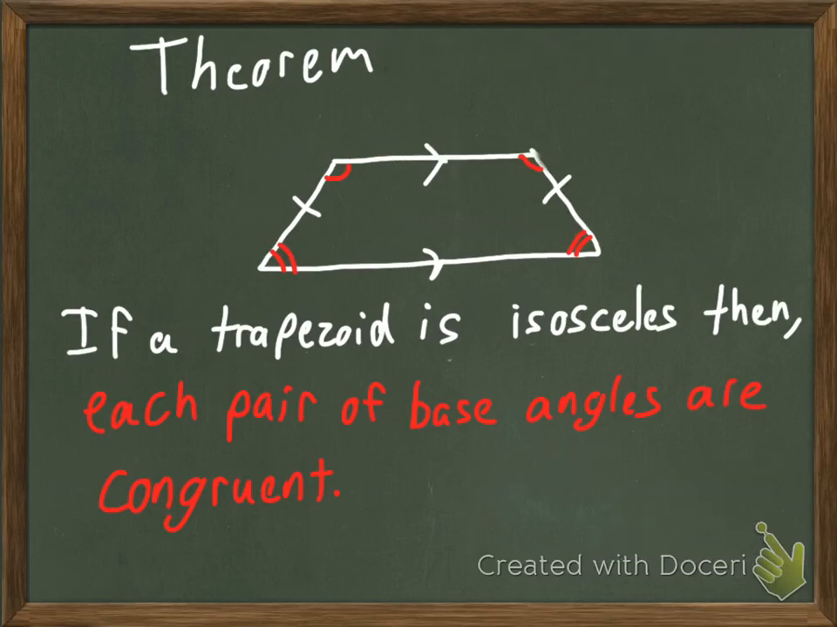Now we have a theorem. If a trapezoid is isosceles, so the white part is what we are assuming. We assume the trapezoid is isosceles, then the red part is the conclusion we make. Then each pair of base angles is congruent. So if we see a trapezoid that's isosceles, then we know that each pair of base angles is congruent.